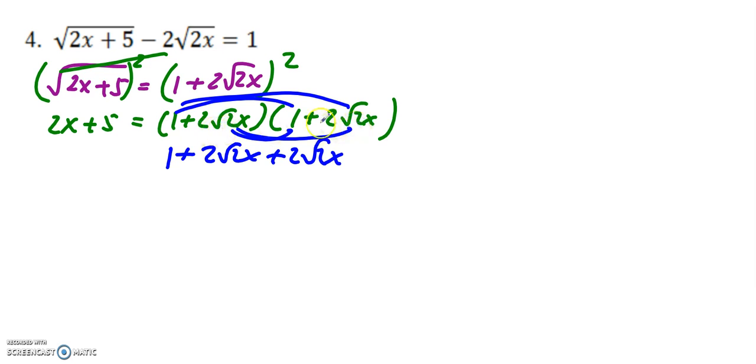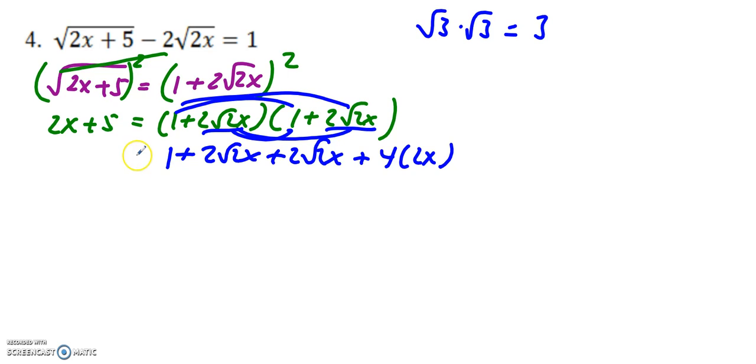Now this is the tricky part. This is where you need to take your time. When you multiply these two things together, you're multiplying 2 times 2, so you're getting 4 root 2x times root 2x. Now just like root 3 times root 3 ends up being just 3, root 2x times root 2x ends up just being 2x. So this becomes 4 times 2x here. And that's still equal to 2x plus 5.